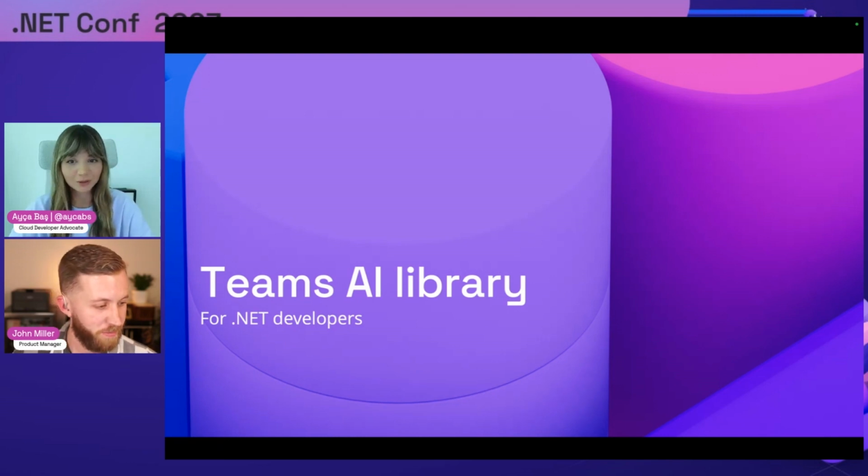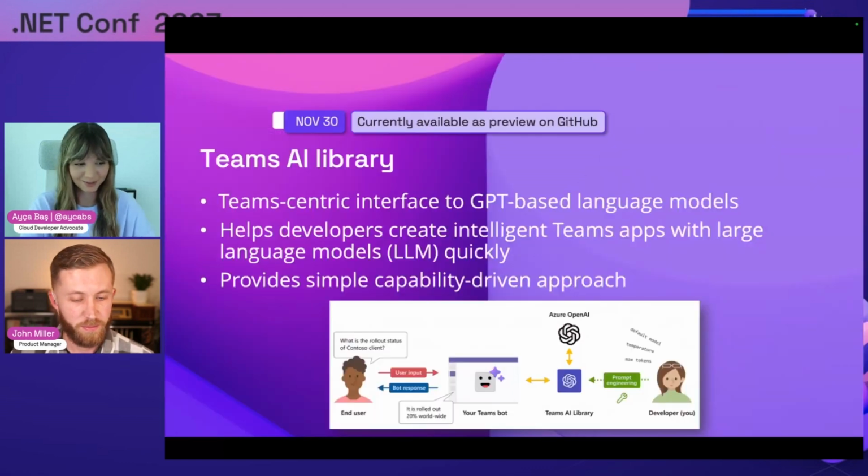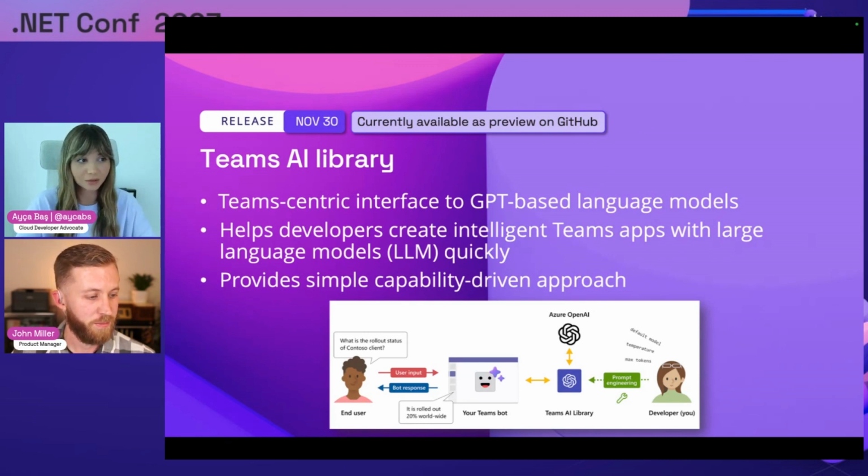And there's one more new thing we want to talk through, which is the Teams AI library we are announcing. The Teams AI library goes pretty well with Teams Toolkit because they're all helping you create awesome, smart apps for Microsoft Teams. The Teams AI library is currently available in preview on the GitHub registry, and it will be available by November 30th in NuGet as well.